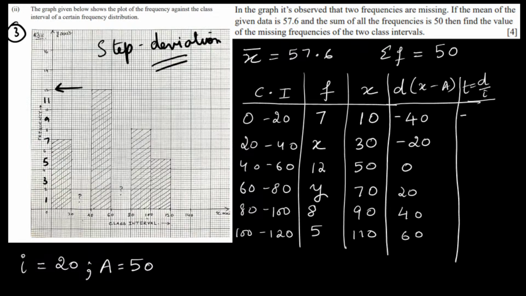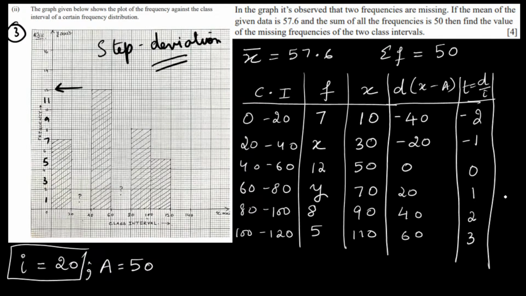So this is minus 2, minus 1, because 40 divided by 20 is minus 2, 20 divided by 20 is minus 1, 0 divided by 20 is 0, 20 divided by 20 is 1, 40 divided by 20 is 2, 60 divided by 20 is 3. See, each of the deviations we are dividing by the class size. The class size here I have written, it is 20. So t we have found.